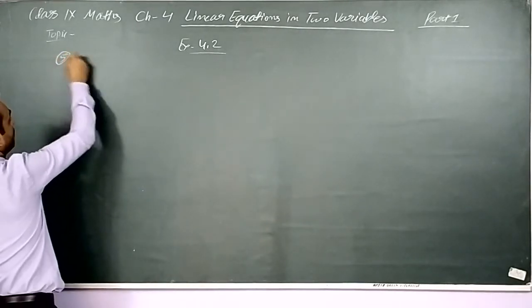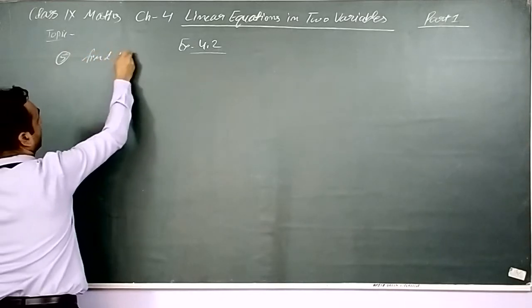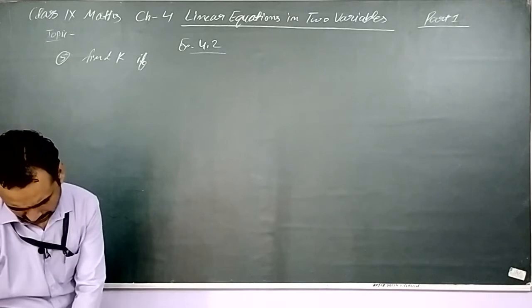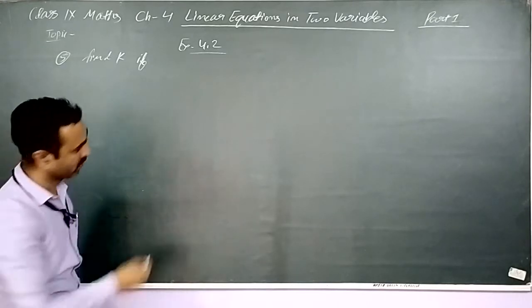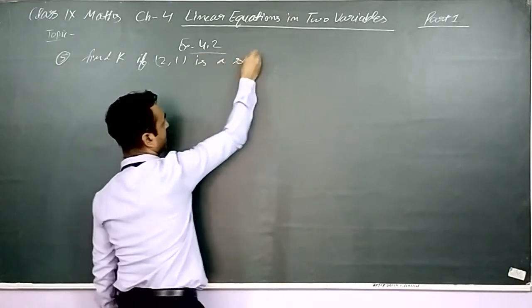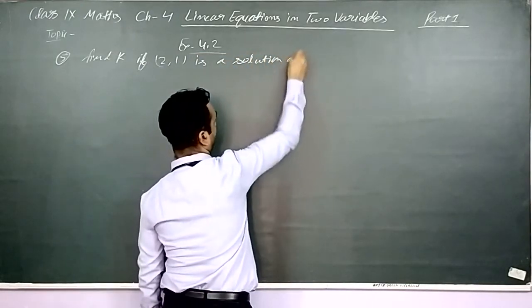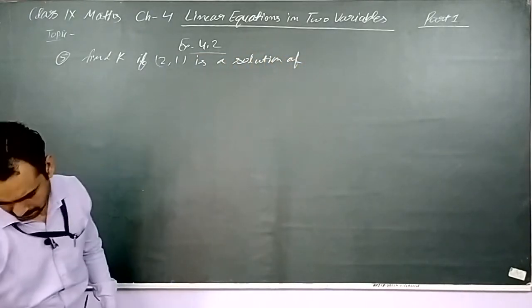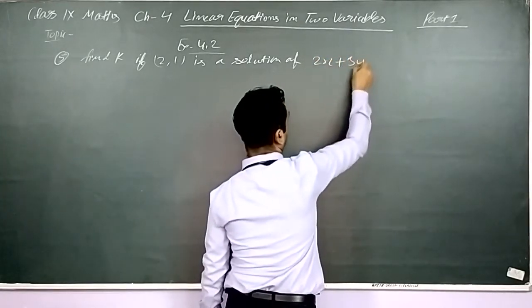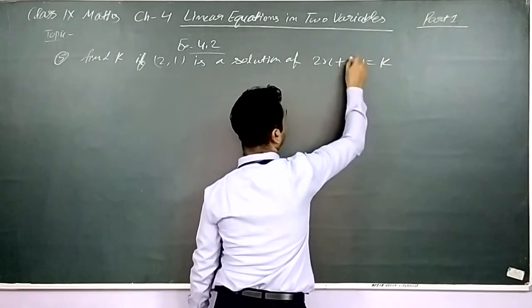Question number 5. Find k if (2, 1) is a solution of 2x plus 3y equals to k.